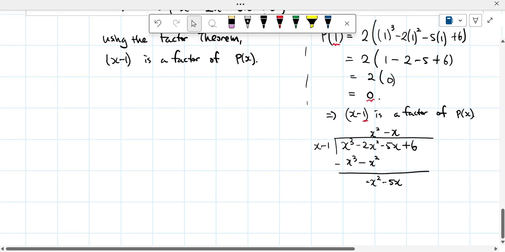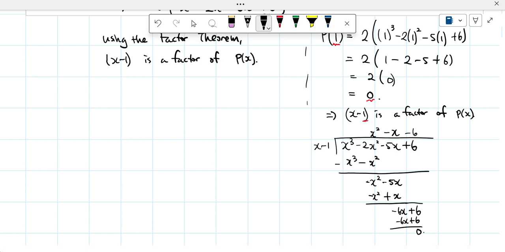Negative x times x minus 1 is negative x squared plus x. Negative x squared minus negative x squared is 0. Negative 5x minus x is negative 6x. Bring down the plus 6. How many times does x go into negative 6x? Negative 6 times. And we got the remainder to be 0, which reassures that indeed x minus 1 is a factor of p of x.